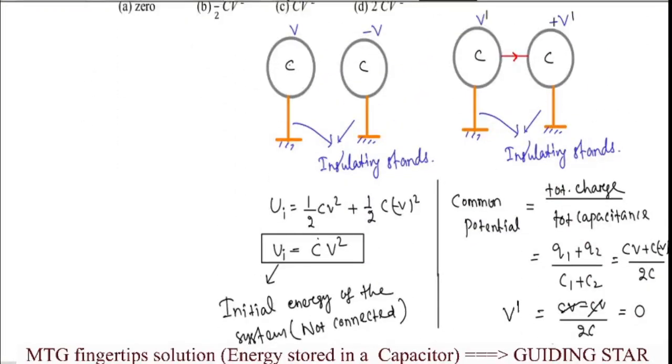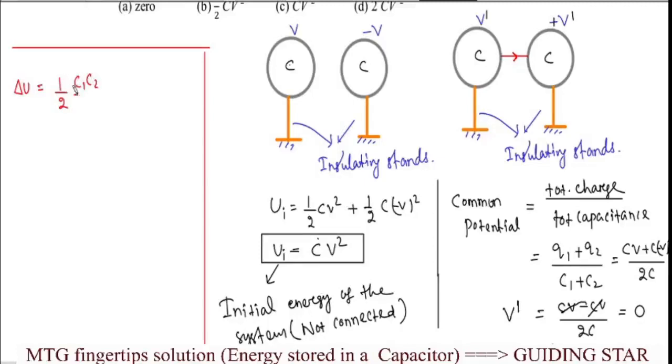Here in this particular case we can use another direct formula. And what is that direct formula? So the formula for loss of energy, let it be delta U, will be half C1 C2 divided by C1 plus C2 into V1 minus V2 whole square. This is the formula for loss of energy. You can check my derivation for loss of energy.